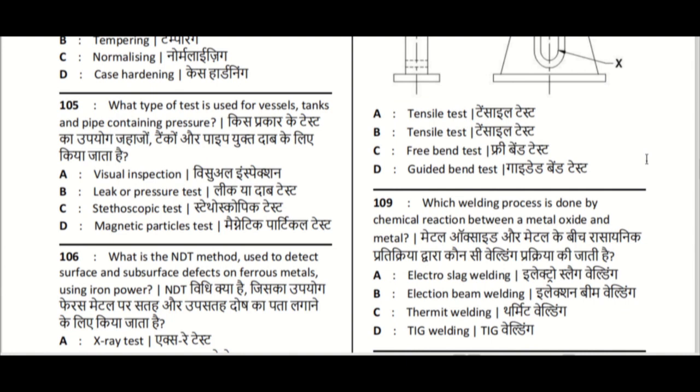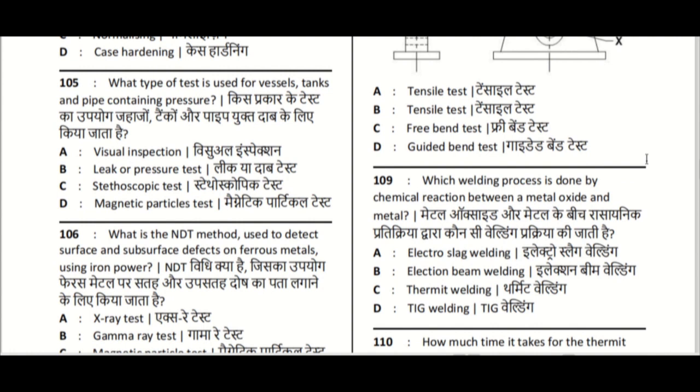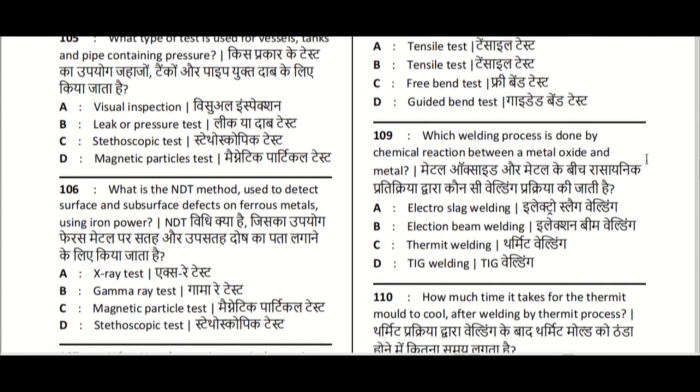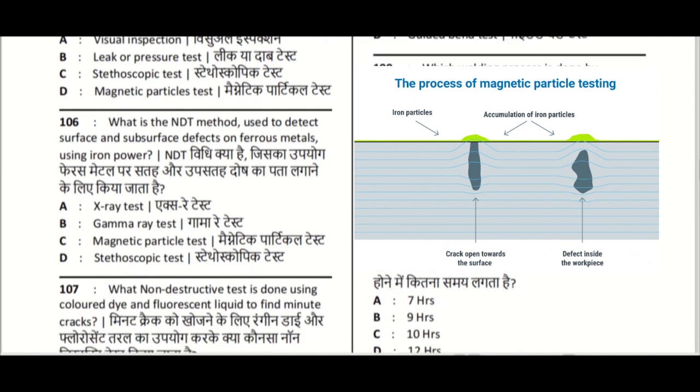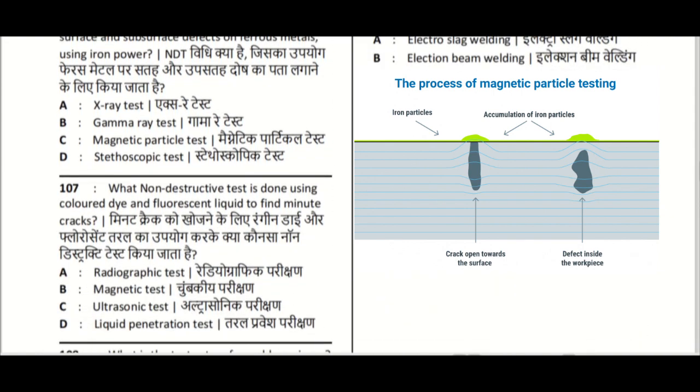What type of test is used for vessels, tanks, and pipes containing pressure? That test is known as the leakage or pressure test. What is the NDT method used to detect surface and subsurface defects on ferrous metals using iron powder? The process is known as magnetic particle test.